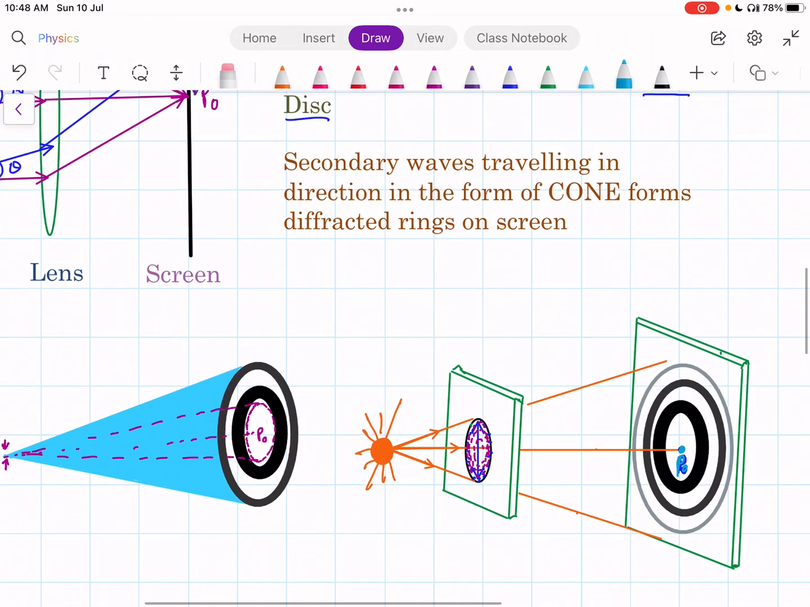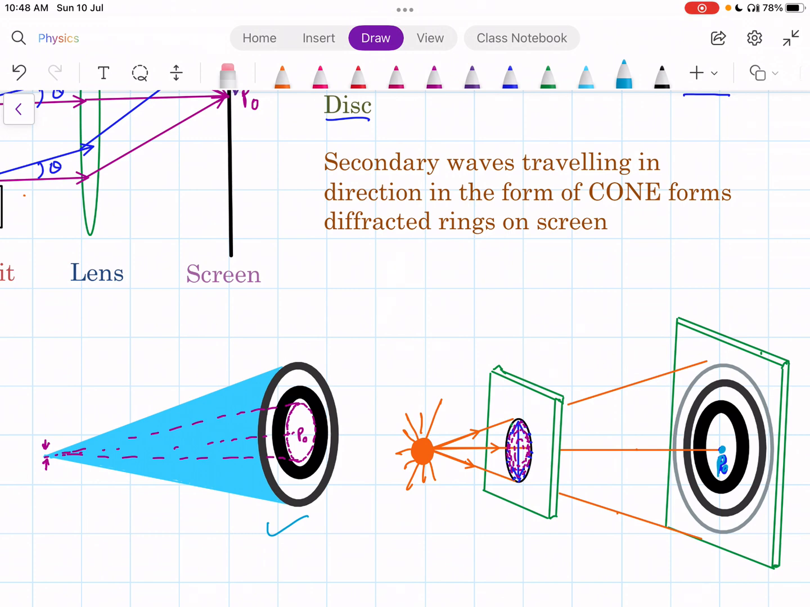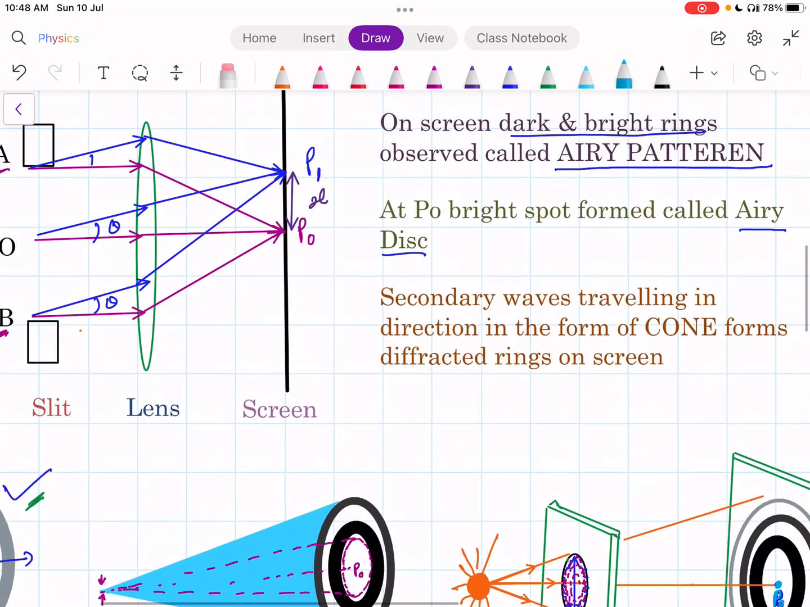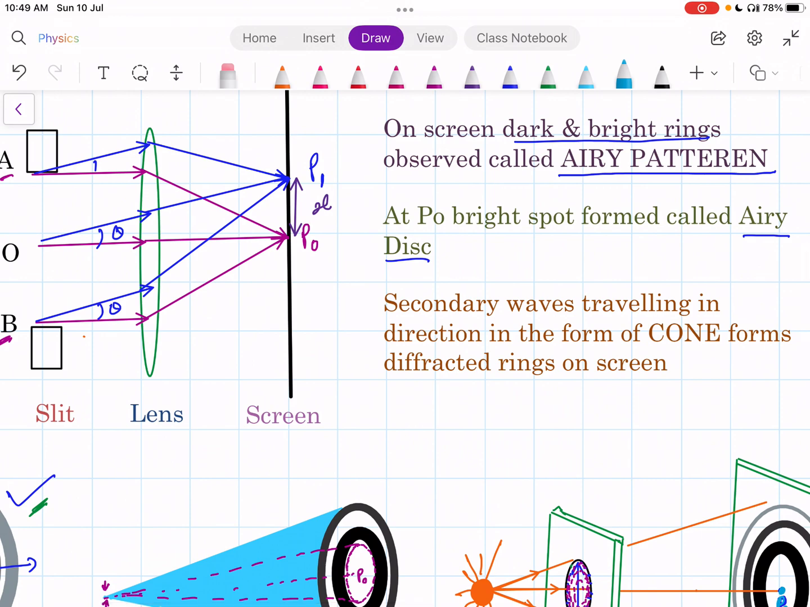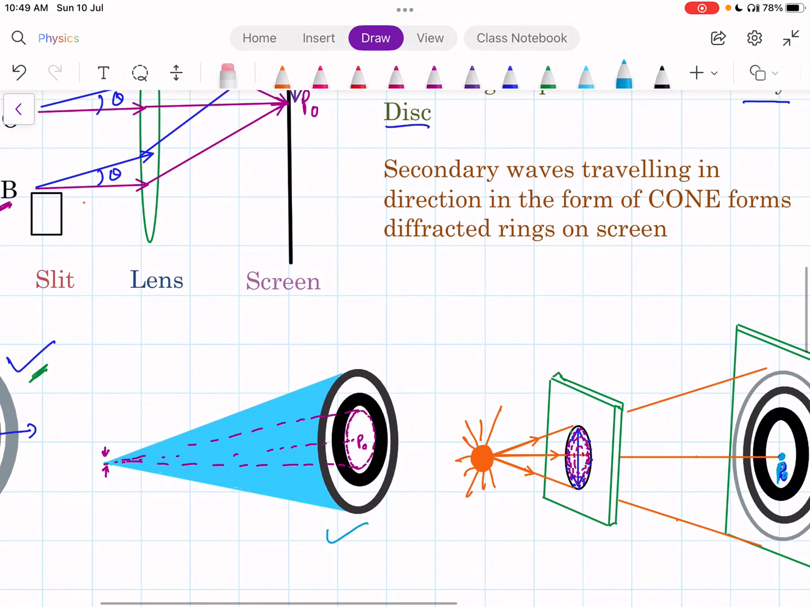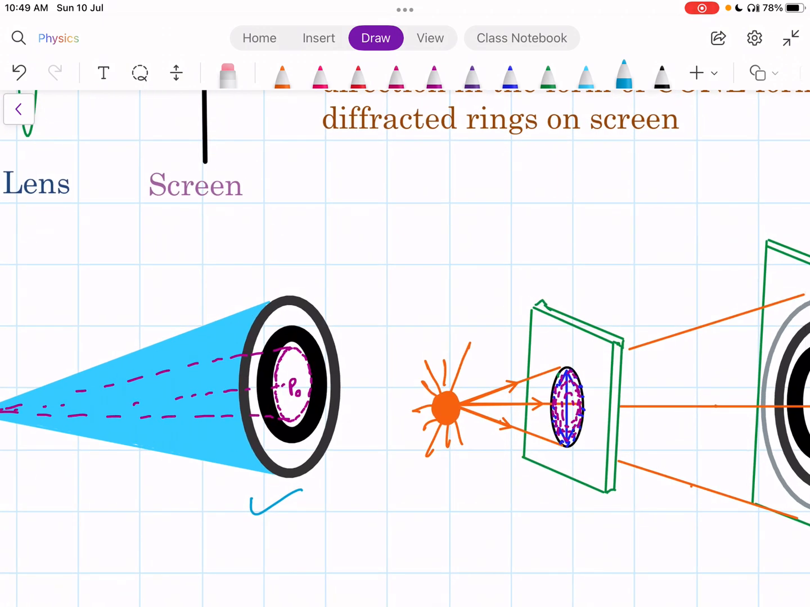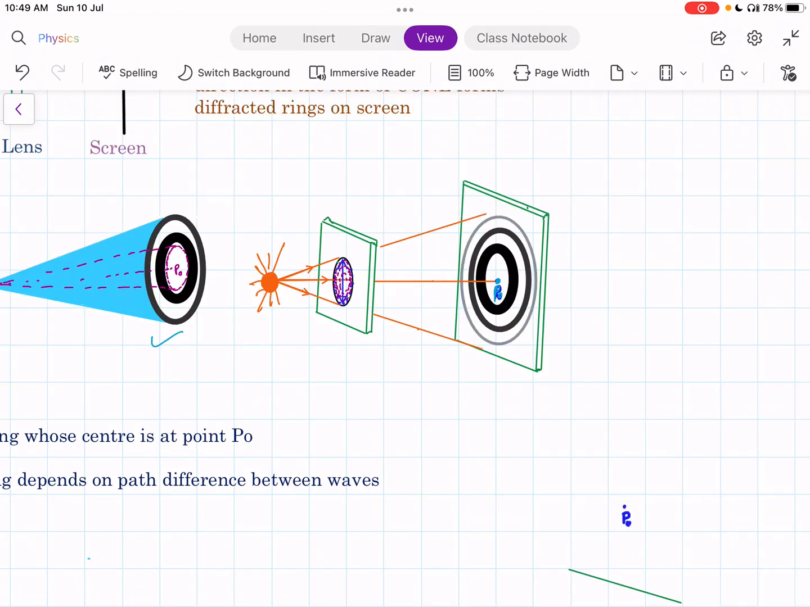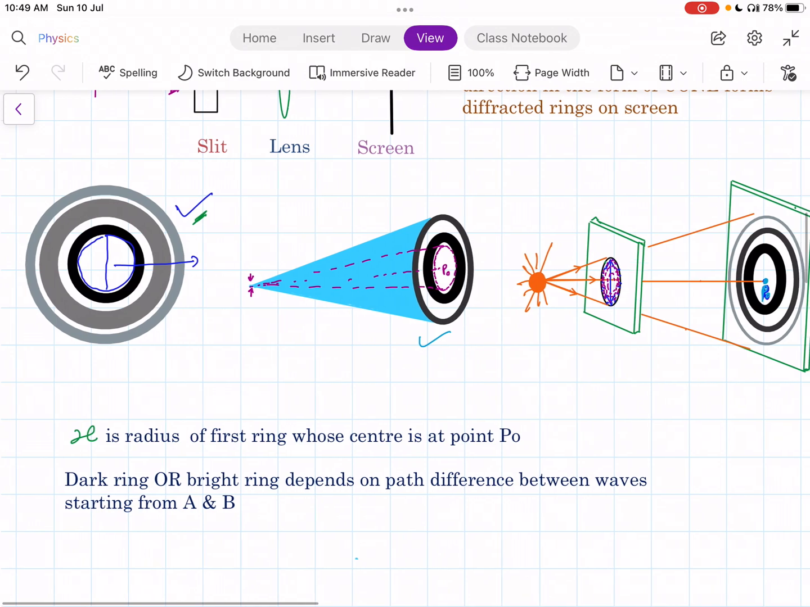So who formed these rings? Why are the rings formed? The rings are formed because secondary waves are traveling in the direction in the form of a cone like this, and because of that, the rings are seen on the screen. The rings are seen on the screen because diffraction takes place from the circular aperture. So on the screen, you will get alternate dark and bright rings.